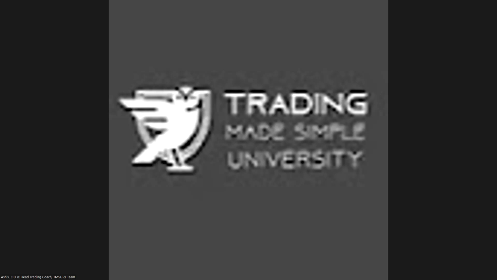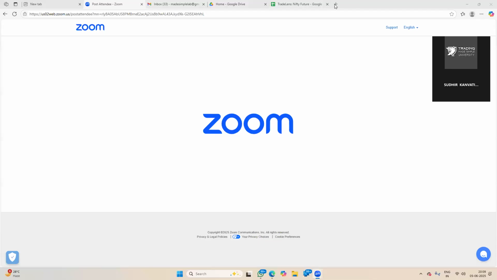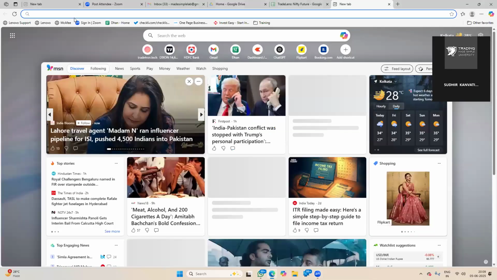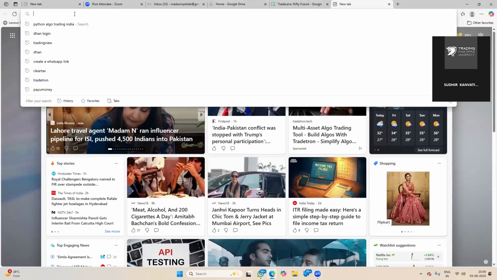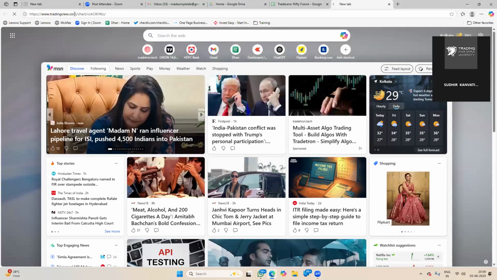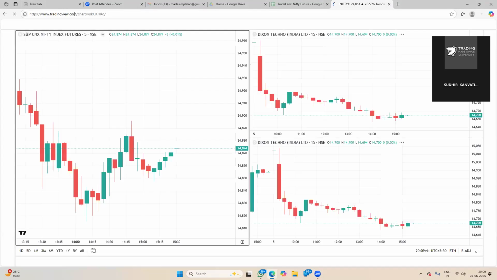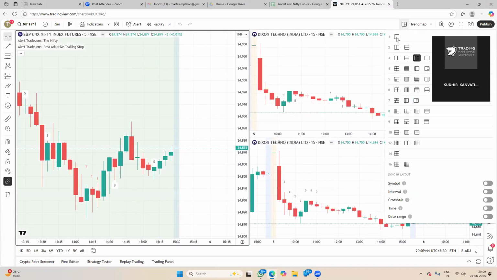Let us share the screen, because I already mentioned that I will start by giving you the basics, that means setting the chart. So I will share my screen, and I hope you are able to see my screen at this point, right? Yeah, I can see. So what we will do is go to the tradingview.com chart and open a chart.